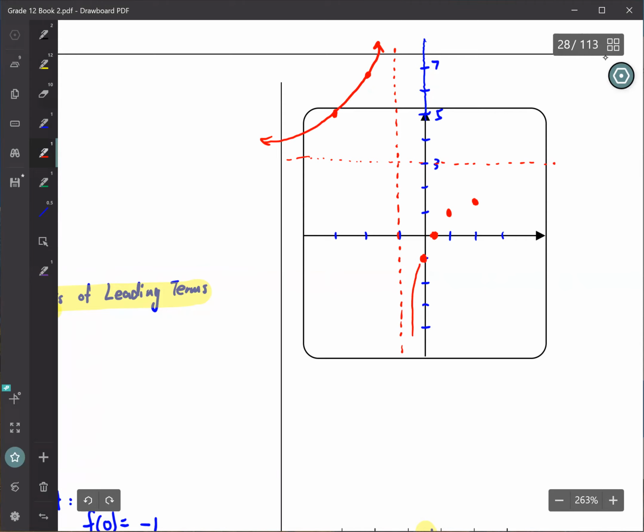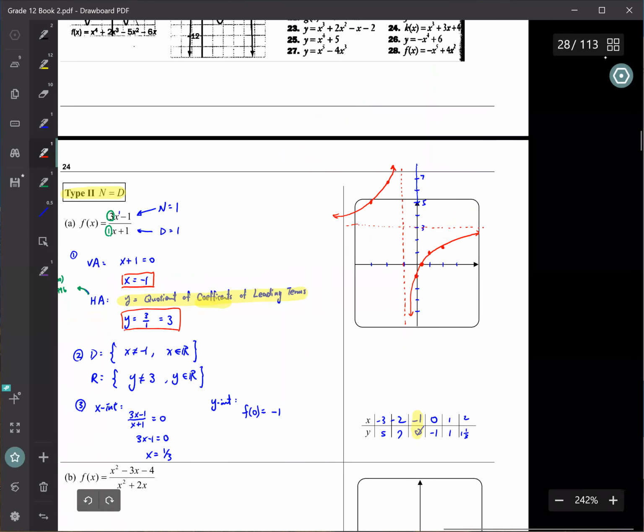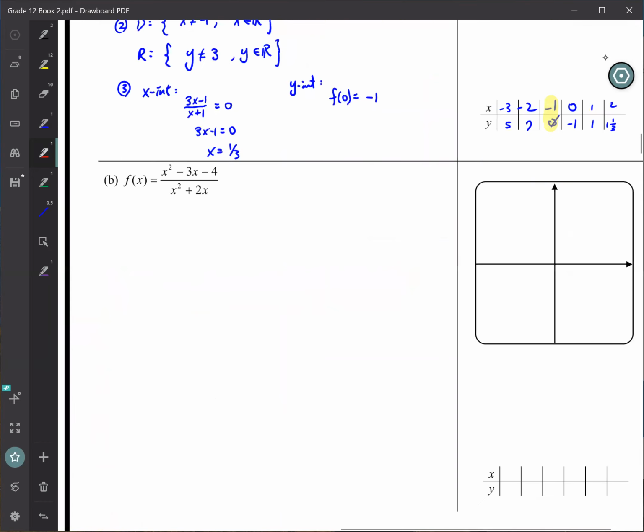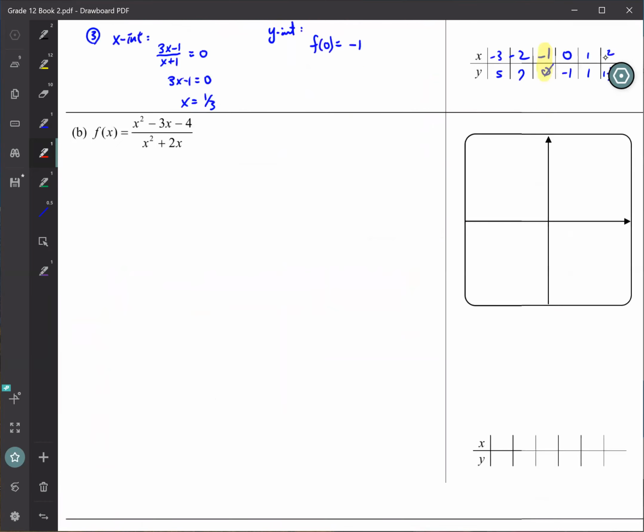Okay, so we have our type 2. Before we head for a break, I want you to do one more, okay? So next one down here. Okay, so let's start. Number 1, right? First we check the degree, right? N equal to, D equal to, okay? So Tiana, what's the N and D?